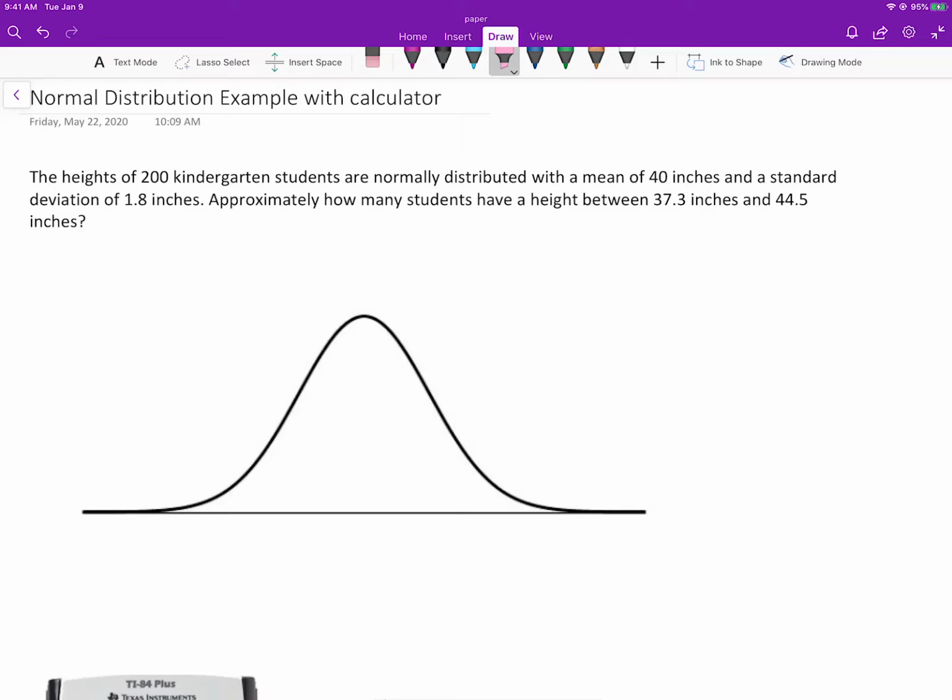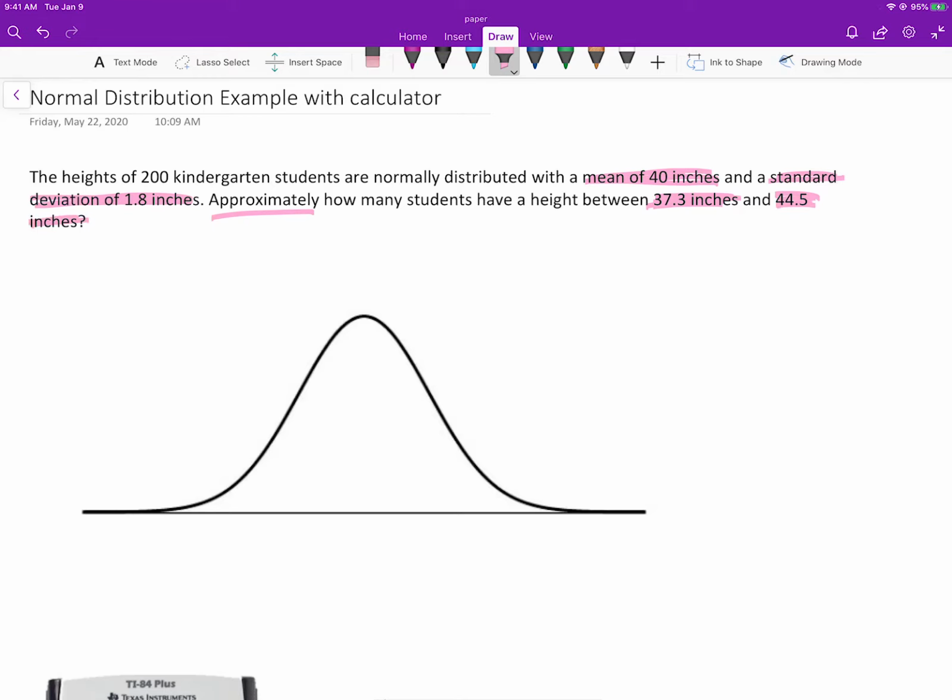The heights of 200 kindergarten students are normally distributed, and we have a mean of 40 inches. I'm just highlighting my important information, and a standard deviation of 1.8 inches. And we're looking for approximately how many students have a height between these two numbers, 37.3 inches and 44.5 inches.